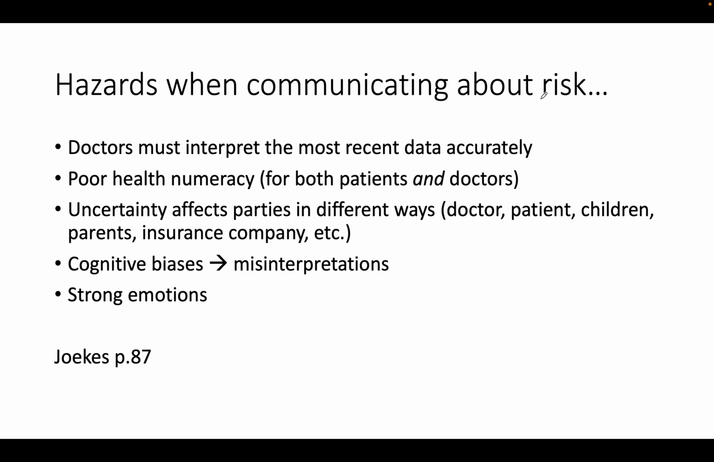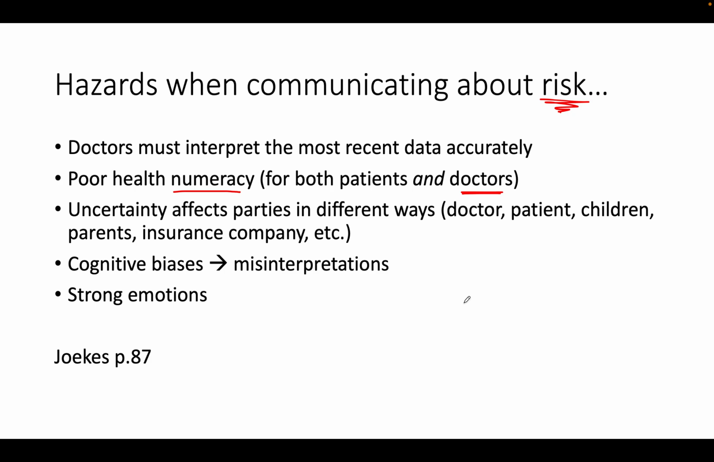There are a few hazards when you're communicating about risk. One is simply that the doctor must interpret the most recent data accurately. Hopefully the doctors can do that, but there are cases when doctors do not. Poor health numeracy, and this is for both patients and doctors. You've probably heard of literacy, the ability to read and write. Numeracy is your ability to use numbers well. If we're honest, sometimes patients might have poor arithmetic or numeracy skills, and even doctors sometimes. I've had doctors struggle with how much to prescribe based on if it's a child or an adult. Not because they don't know, but because they're trying to convert a child's portion to an adult's dose or vice versa, and they do it incorrectly.